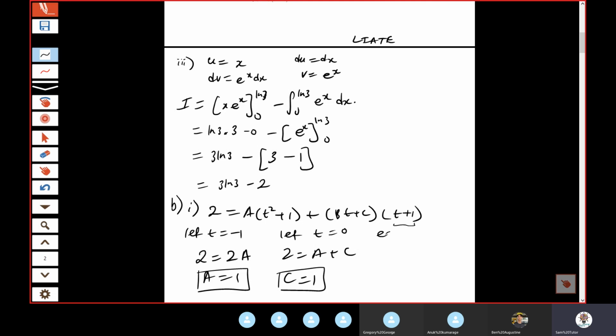And last one, equate coefficients of t squared, which would be 0, because there's no t squared here, a plus b. A plus b, which means b would equal negative 1.